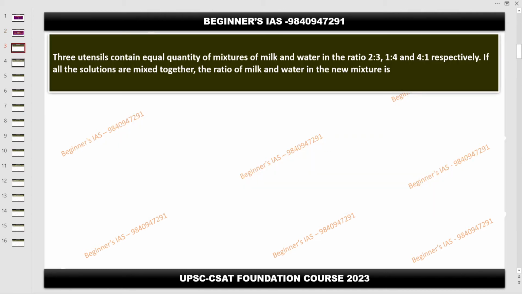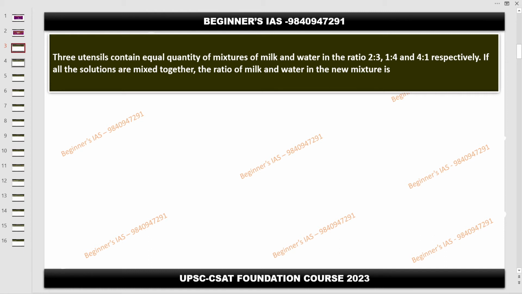Three utensils contain an equal quantity of a mixture of milk and water in the ratio 2 is to 3, 1 is to 4 and 4 is to 1 respectively. If all the solutions are mixed together, what is the ratio of milk and water in the new mixture? I hope you will answer this question in a simple and quick manner.